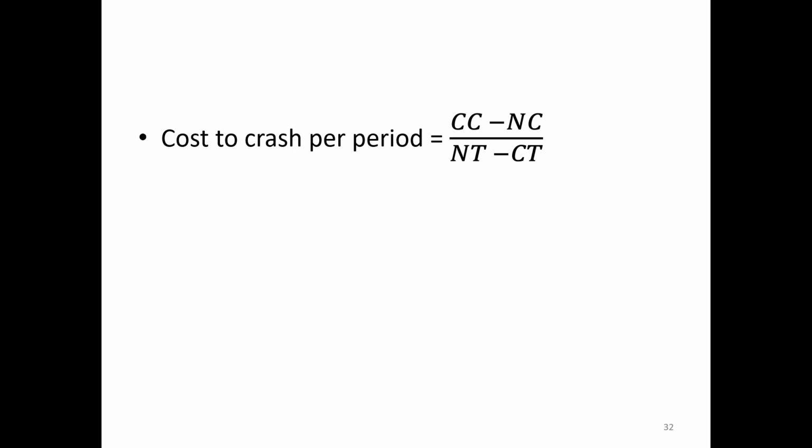time improvement. So normal time is longer than crash time. So we pay a certain amount to achieve a certain time objective. So we have a cost differential relative to a time differential. Change in cost divided by change in time. And that gets us the cost to crash per period.